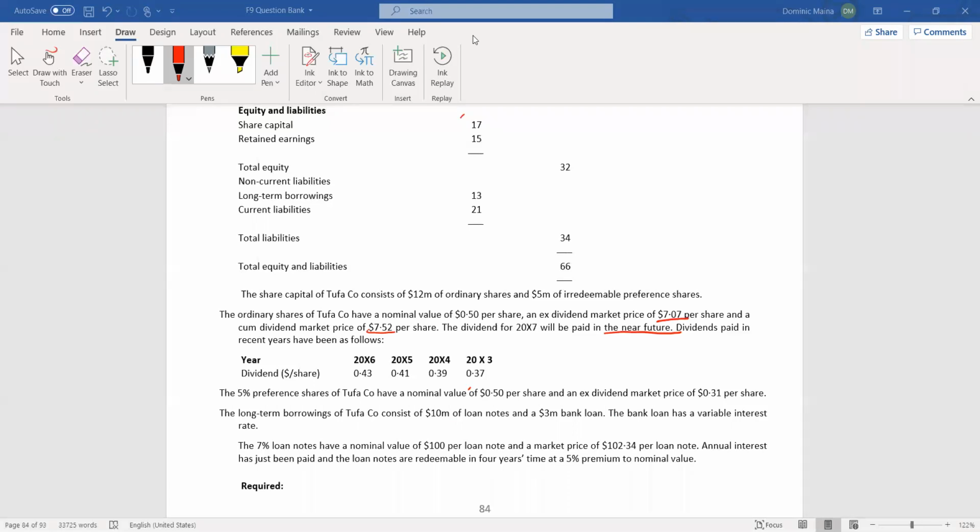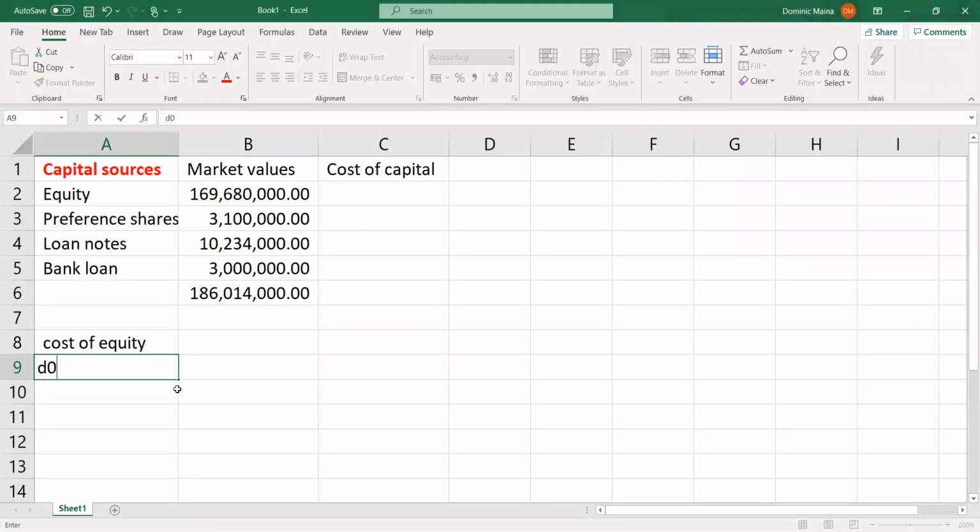So here I think we can just refer this to my D0. It will be equal to the share price cum dividend, which is 7.52, minus 7.07. You can also do the calculation off by heart, but don't do it. All your workings need to appear in Excel. Don't forget, the examiner is going to be referring to each of the cells that you'll be having.